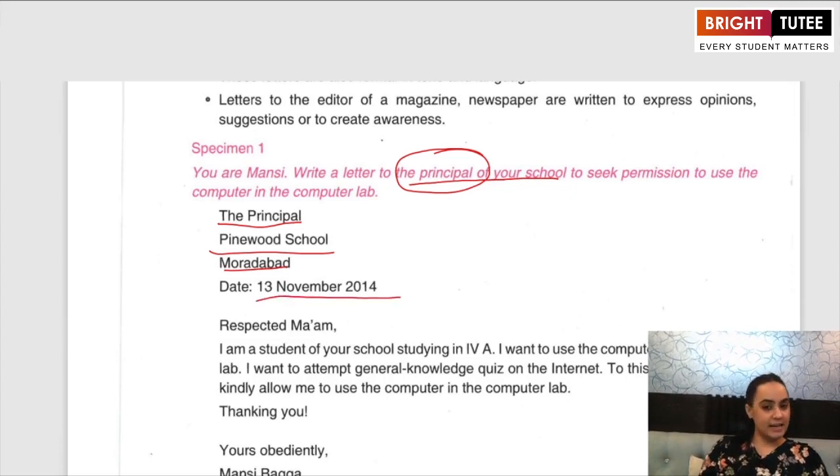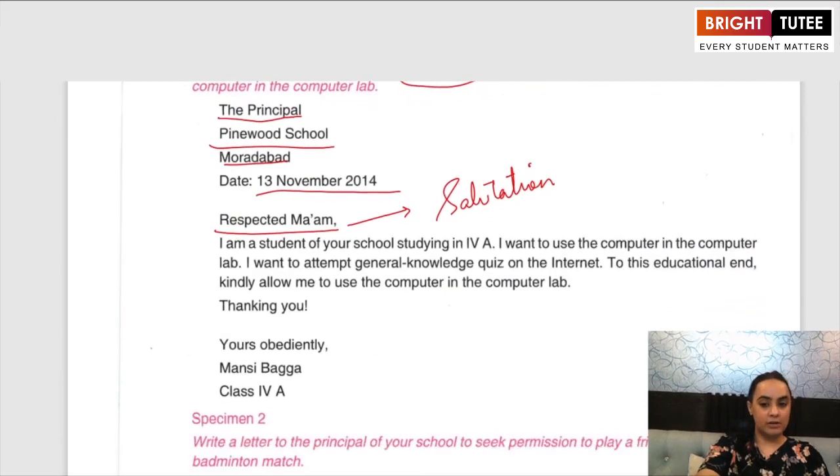Then you write the date on which you write the letter, followed by the salutation. What is this? This is the salutation. So, respected ma'am, and thereafter you start writing your letter. I am a student of your school studying in 4A. I want to use the computer in the computer lab. I want to attempt a general knowledge quiz on the internet. To this educational end, kindly allow me to use the computer in the computer lab. Thanking you. Yours obediently, Mansi Bagga, class 4A.